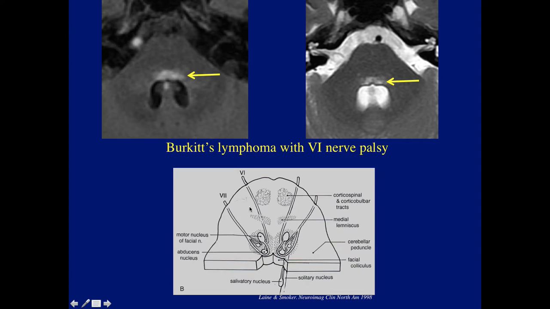Here's a patient with lymphoma. He had the 6th nerve palsy, and again we can see the abnormal signal in the location of both the 6th and the 7th nerve nuclei, but this patient only had a 6th nerve palsy.